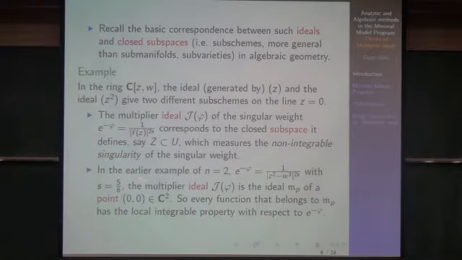For example, in the earlier example when we had z squared minus w cubed, at 5/6 the multiplier ideal becomes non-trivial. When s is less than this number, the multiplier ideal is trivial, but now it's non-trivial, and it is equal to the ideal of a point, the origin in C2. So every function that belongs to this ideal has this local integrability property, which means that the absolute value of g squared times exponential minus phi will be locally integrable.